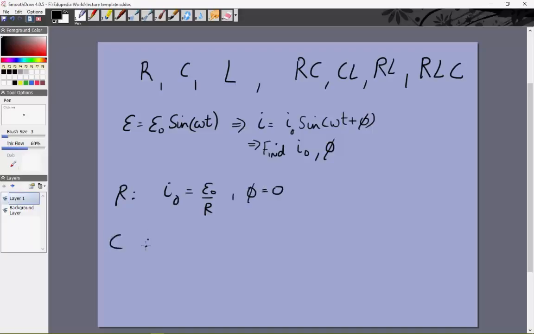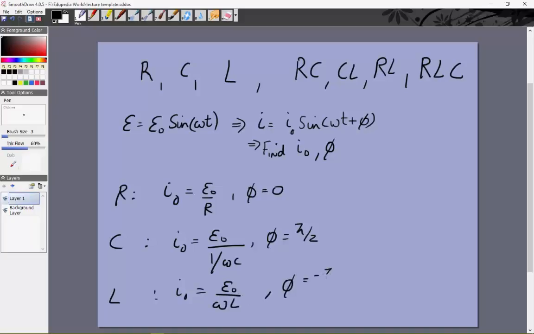For R circuits, I0 was E0 by R and phi was 0. For C circuits, I0 was E0 omega C, or I'll write it now as E0 by 1 by omega C, and phi was pi by 2. And for inductive circuits, I0 was E0 by omega L and phi was minus pi by 2. Right. So these three we actually calculated directly. We wrote the equations and then we integrated or differentiated them to get the result.